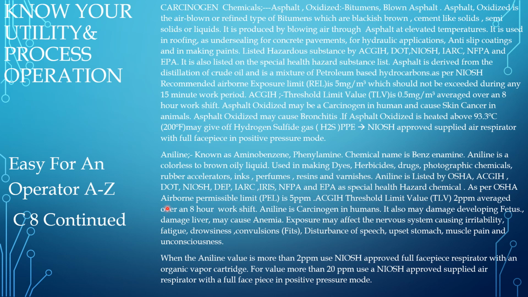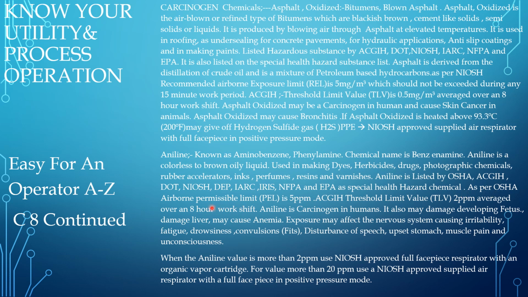Now we can see another important chemical which is carcinogenic in nature, aniline. It is known as aminobenzene or phenylamine. Its chemical name is benzenamine, and aniline is a colorless to brown oily liquid. Aniline is used in making dyes, herbicides, drugs, photographic chemicals, rubber accelerators, inks, and perfumes, and also used in resins and varnishes. Aniline is listed by OSHA, ACGIH, DOT, NIOSH, DEP, IARC, IRIS, NFPA, and EPA as a special health hazard chemical.